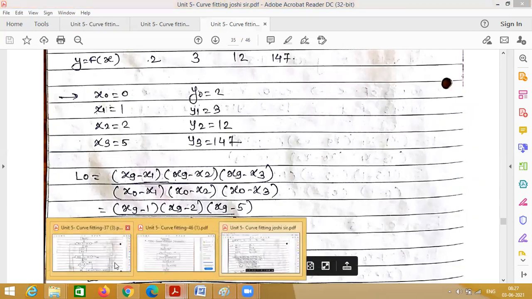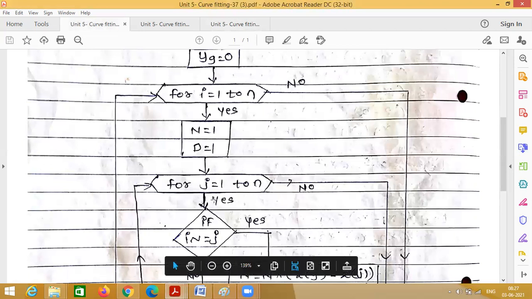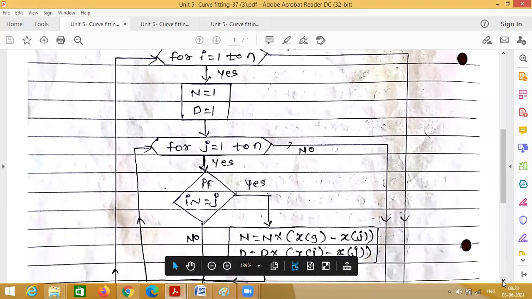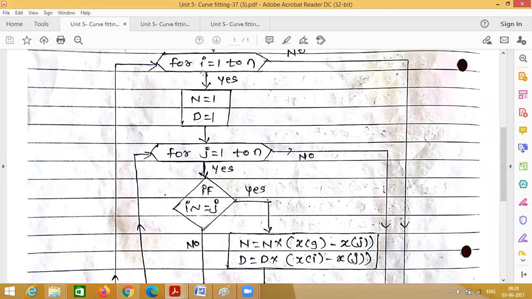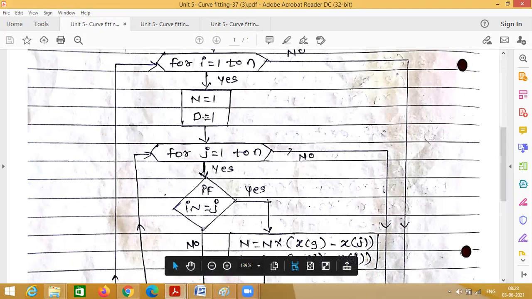To write this logic, we are going to take one more condition. What is that condition? If i is not equal to j. This symbol represents not equal to. So when i is not equal to j, we can say that when our i is 1 and j is equal to 1, your i value should not match your j value.